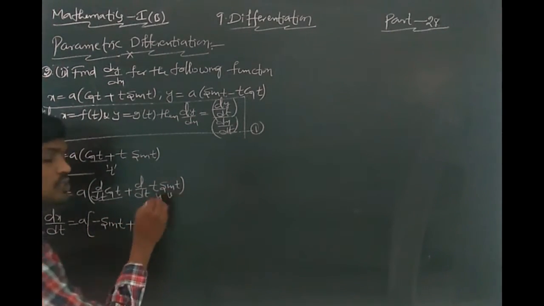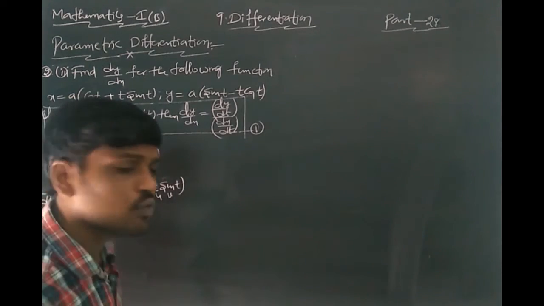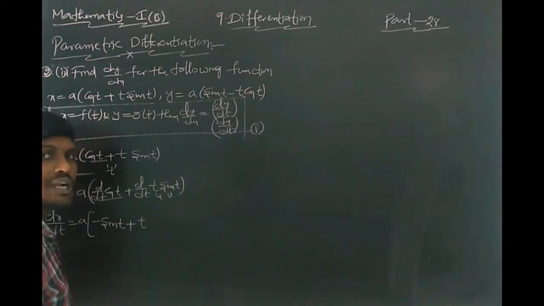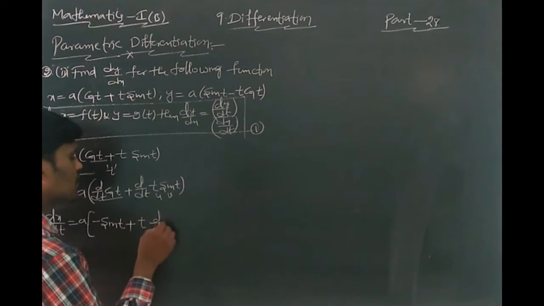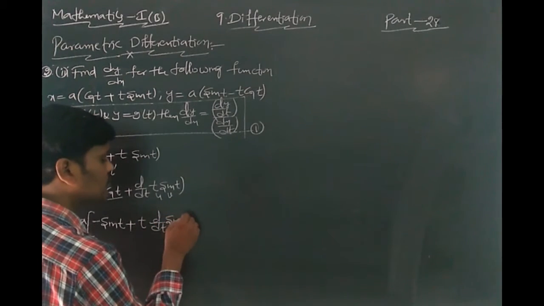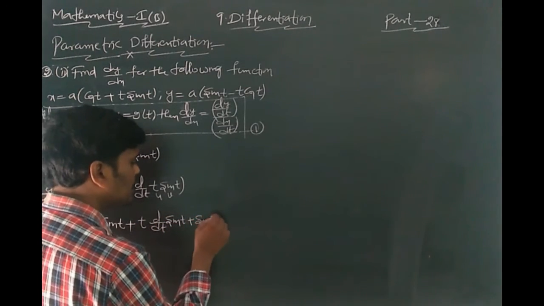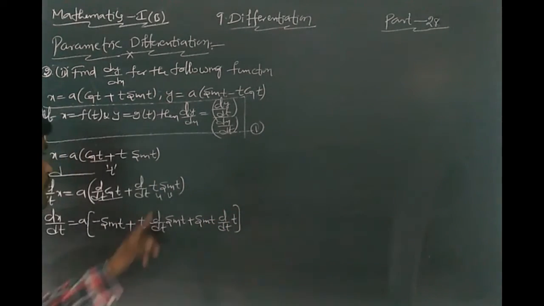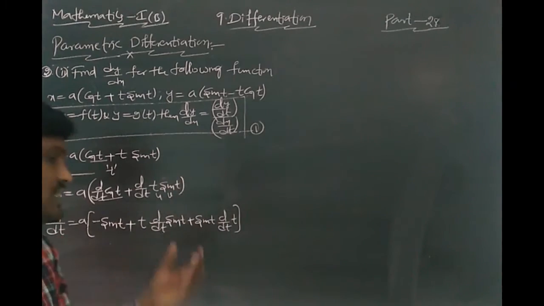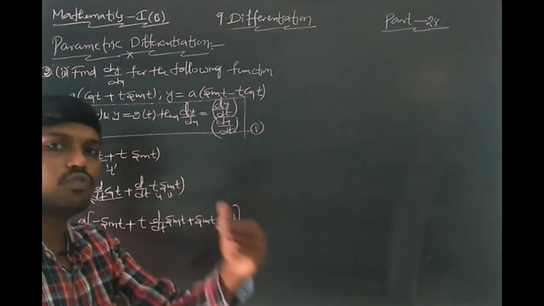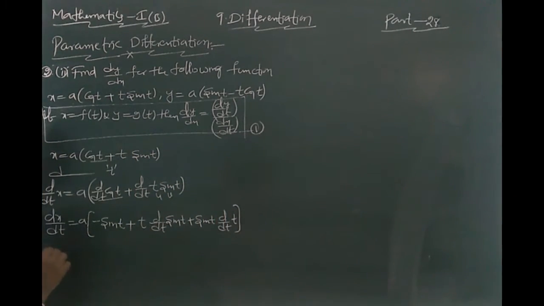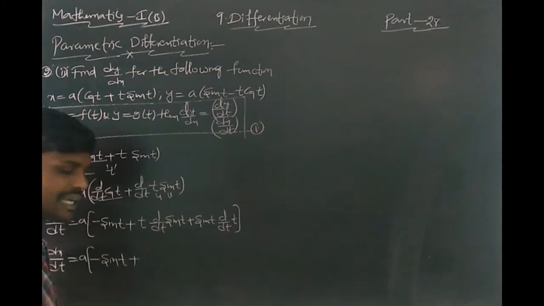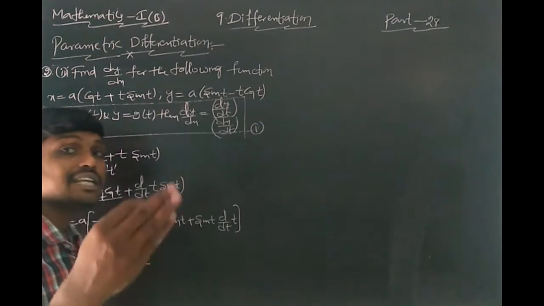Plus you can use the uv formula here. What is that formula of uv? u into the derivative of v: t into d by dt of sin t, plus sin t into d by dt of t. This is the formula of u into v; for integration it is different, here it is the differentiation uv formula. In this formula, dx by dt is equal to a into minus sin t plus t into the derivative of sin t, which is what?